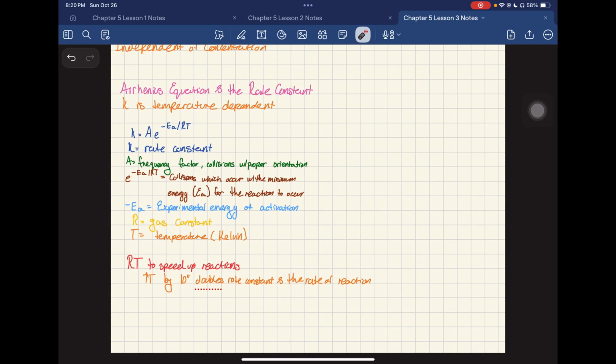Right? So A is going to be the frequency factor, collisions with proper orientation. This whole exponential term is going to be collisions which occur with the minimum energy Ea for the reaction to occur. Ea is the experimental energy of activation, capital R is the gas constant, T is temperature in Kelvin. To speed up reactions, if you increase temperature by 10 degrees, it doubles the rate constant and the rate of reaction.